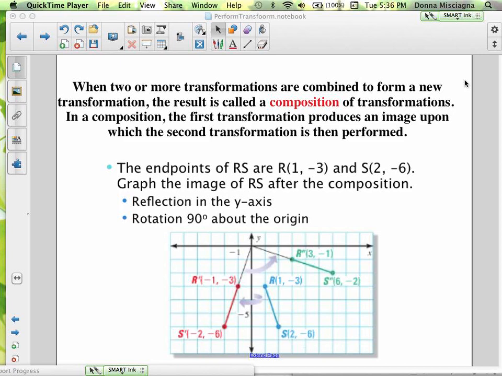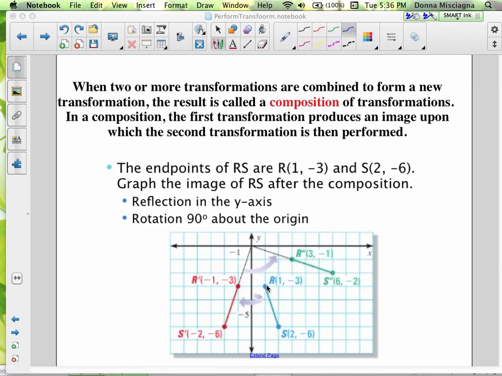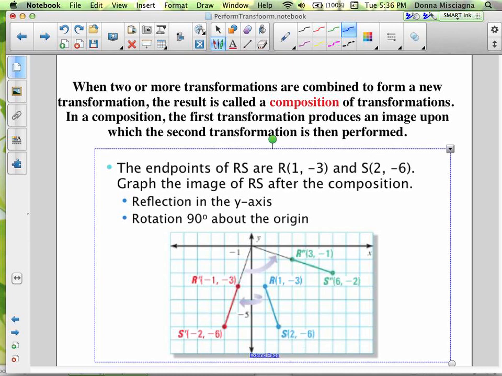So here we have an example that is already done for us. Here our original is right here in blue, and this is in your notes. I'm going to darken it so you know which one I'm talking about. This is our pre-image, so you can label that in your notes. The pre-image is RS, and R is at (1, -3), and S is at (2, -6). We want to graph the image of RS after the composition.